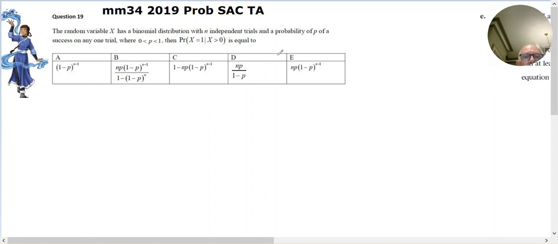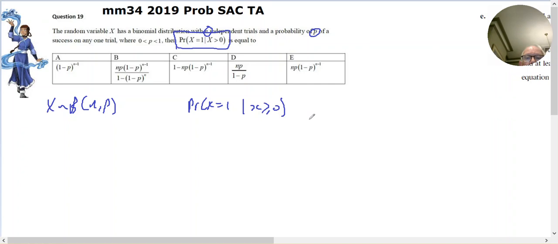Okay, so we're looking for an expression that will represent this probability, given that we have n trials and p is a probability of success. So X is binomial(n, p). And we want the probability that X equals 1, given that X is bigger than or equal to 0, bigger than 0, which is the same as the probability that X equals 1, given X is bigger than or equal to 1.